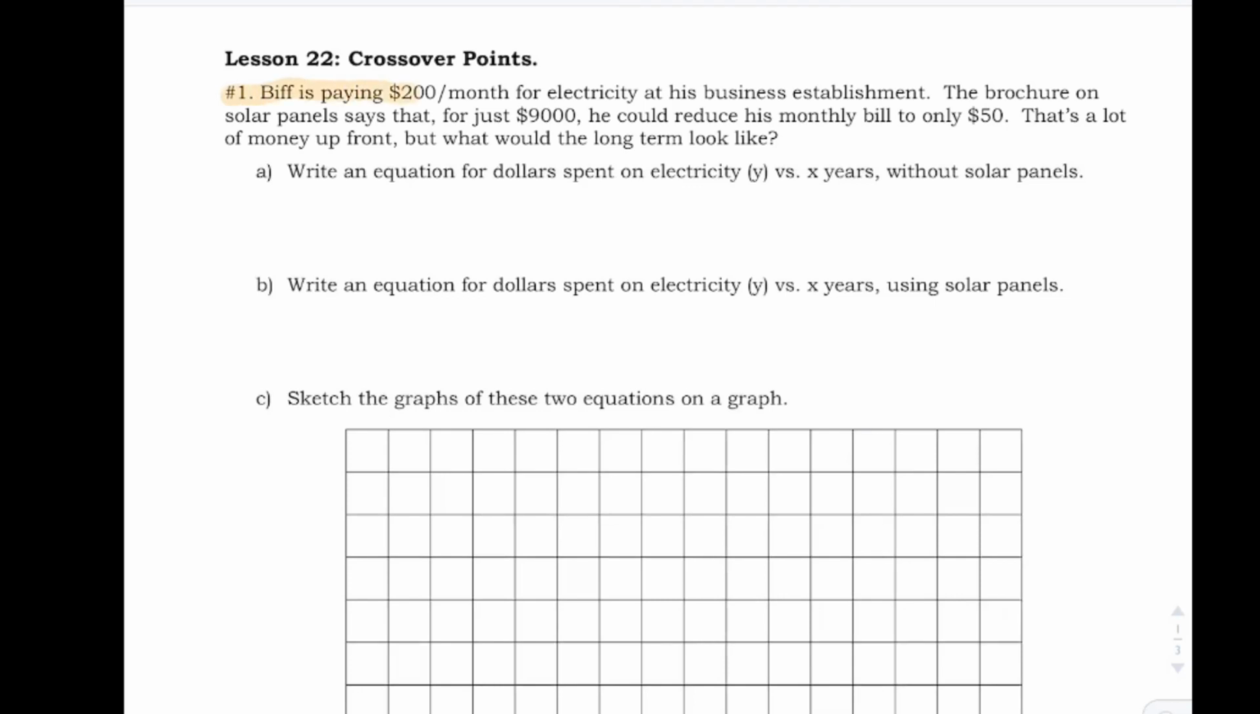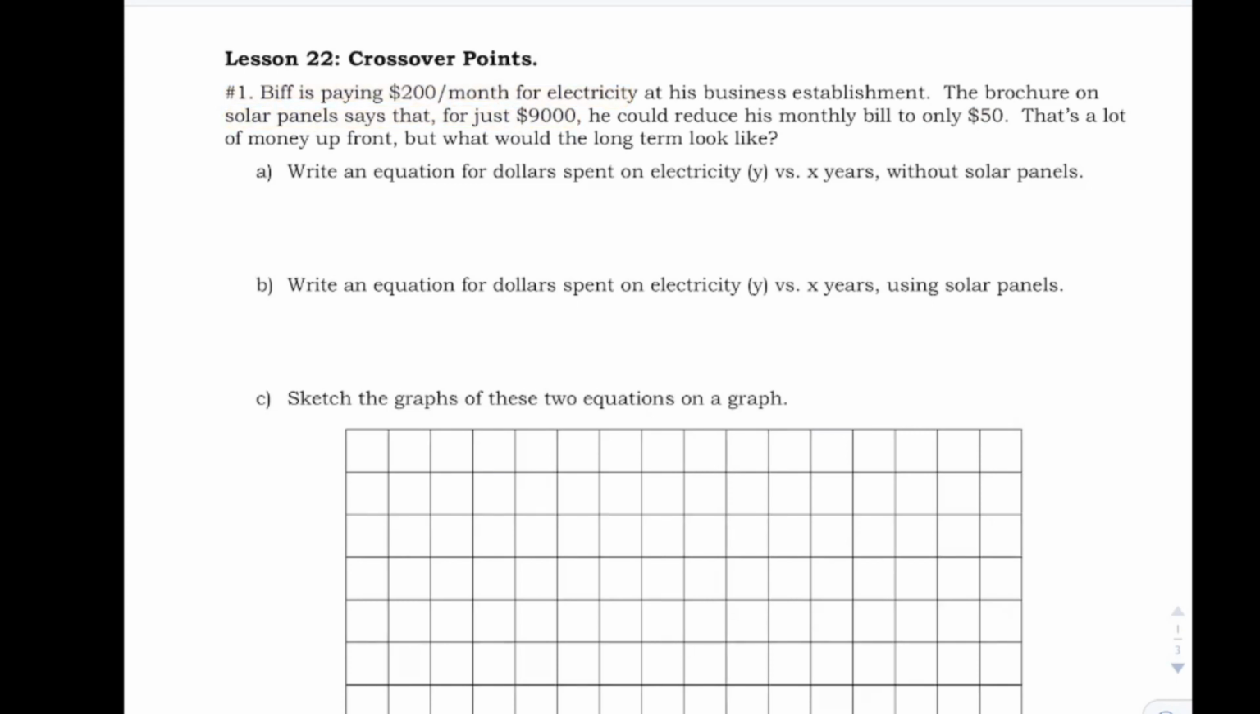Biff right now is paying $200 per month for electricity, because he's hitched up to the power grid. But maybe he should get solar panels. Now you'd have to pay $9,000, which is kind of a lot. But when you pay for the solar panels, you pay less every month for electricity, $50 instead of $200. So it's a lot of money up front, but is it worth it?